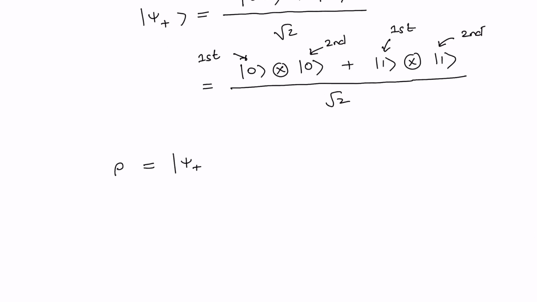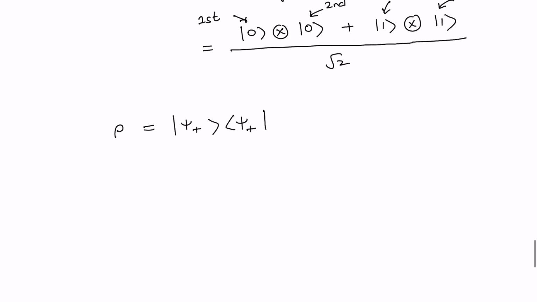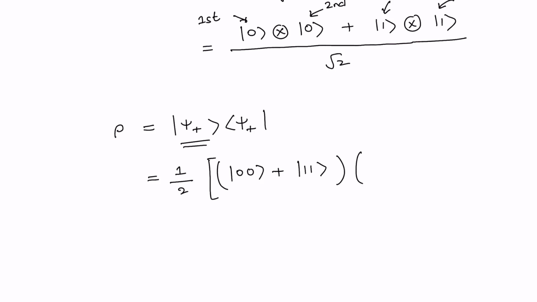That would be ket psi plus bra psi plus, and if I do that, what I'm going to get is 1 by root 2, 1 by root 2, which gives me 1 half, and I have here ket 0 0 plus ket 1 1 from this ket psi plus, and from bra psi plus I have bra 0 0 plus bra 1 1. Okay, now let me open it up.